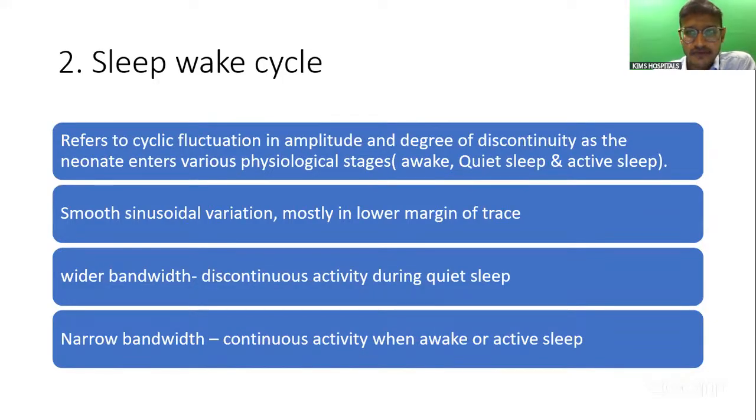Now coming to the second parameter, which is the sleep-wake cycle. The sleep-wake cycle refers to the cyclic fluctuations in the amplitude, both upper and lower margin. Because a neonate transitions from awake to quiet sleep and then active sleep, this cyclical variation is seen. It is seen usually as a sinusoidal pattern in the lower margin of the trace. So the wider bandwidth resembles the discontinuous activity during quiet sleep, and the narrow bandwidth is seen during awake or active sleep.